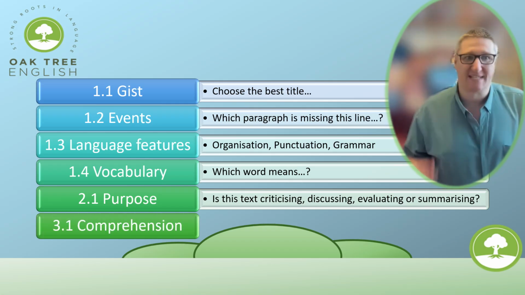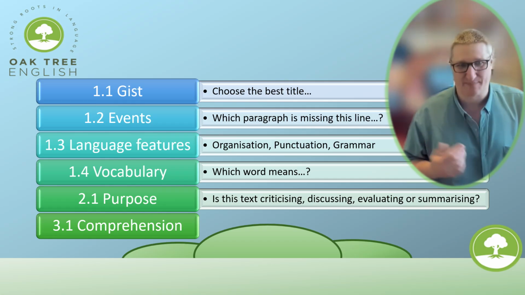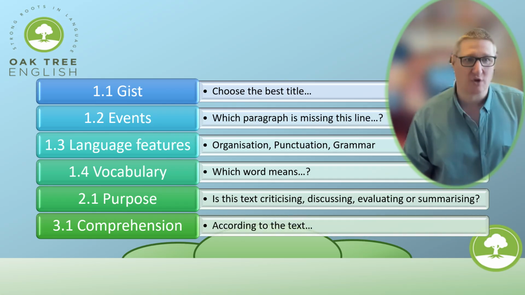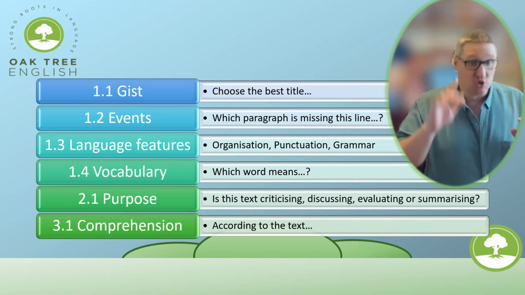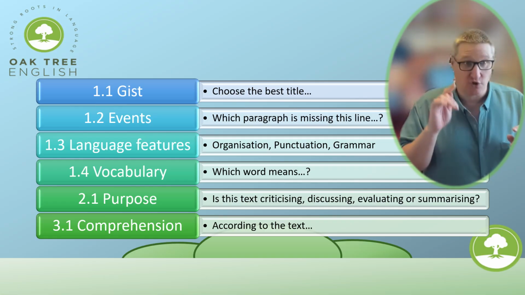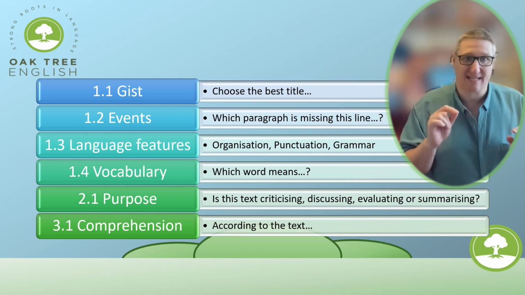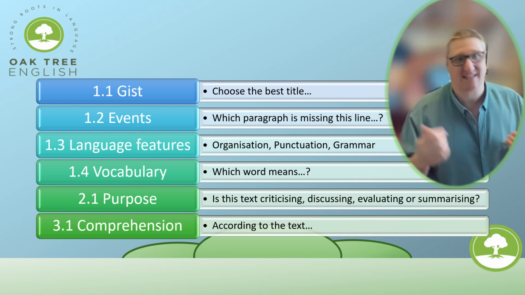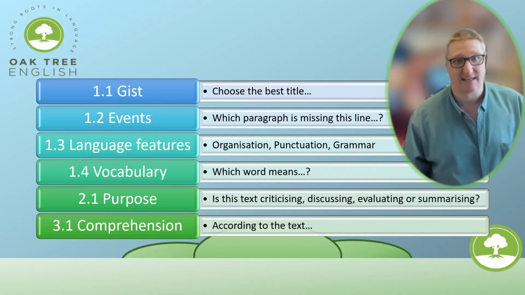Then you have 3.1. This is to obtain specific information from the text. It's basically comprehension like you've been doing all your life. It'll be tested with the key phrase, according to the text. Remember here, your opinion and your knowledge is not being tested, but rather the opinion of the writer or the characters in the text. It is basic comprehension.